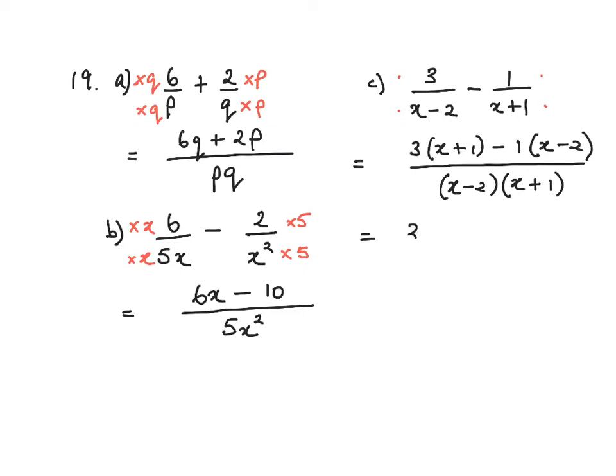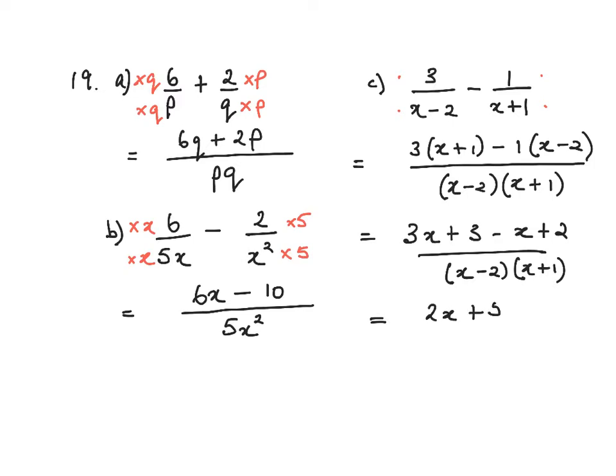Expand the brackets, 3x plus 3 minus x plus 2 over x minus 2, x plus 1. So it's 2x plus 5 over x minus 2, x plus 1.